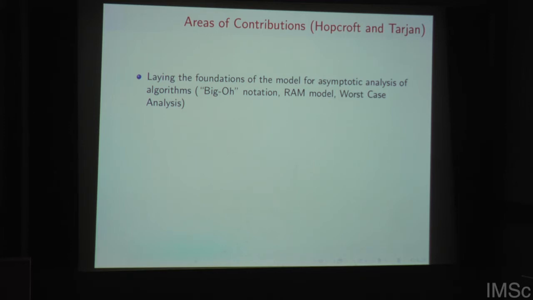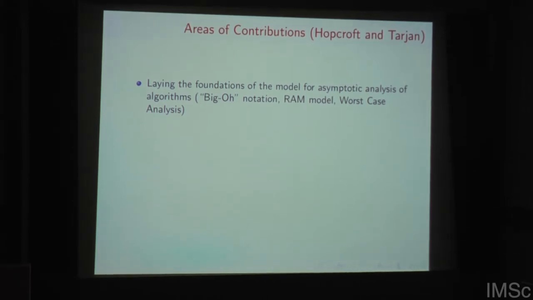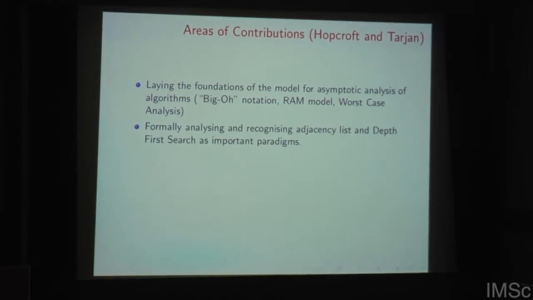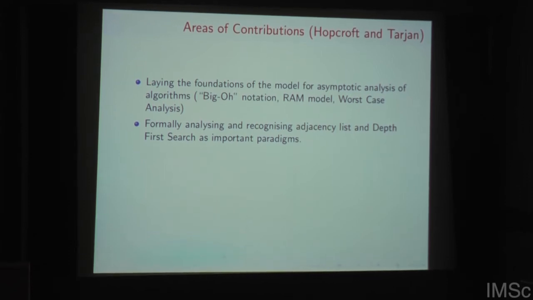And then they were looking for an order N algorithm, but if you represent your graph as an adjacency matrix, then you can't avoid N square, even to just scan and look for edges. So they identified that adjacency list is a better representation for a graph in this case. Planar graphs are sparse, so they only have a linear number of edges. So looking for an order N algorithm is realistic, and we will use adjacency list. So formally analyzing and recognizing adjacency list as an important representation for graphs is one of their contributions.